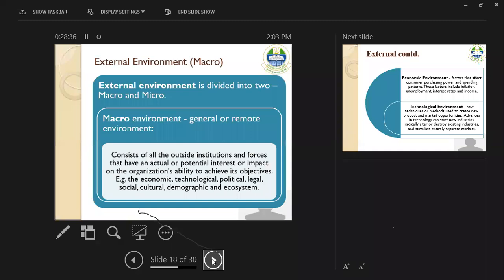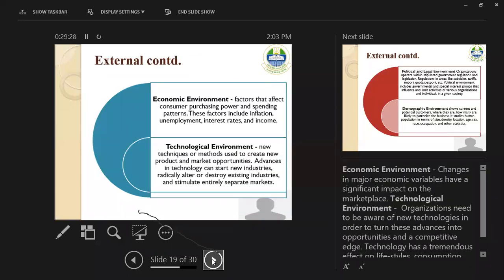Now let's look at that division of macro and micro. I did say the macro environment is called the general environment or remote environment because it consists of all the forces that are outside of the institution that have an actual or potential impact on the organization's ability to achieve its objectives. And what are these environments we're talking about? We have the economic environment, like we have it in Nigeria today, everybody is crying. We have the technological environment, the political environment, legal, social, cultural, demographic, and then the ecosystem. All of these are environments that a business does not have under its control. Now, let's look at each of them one after the other.